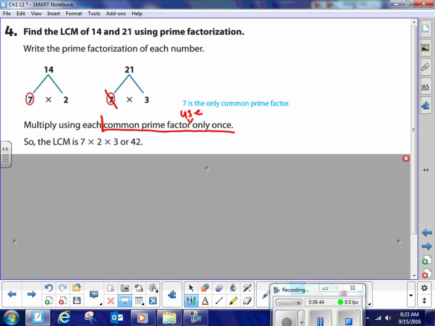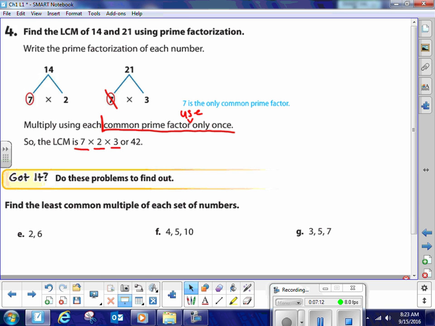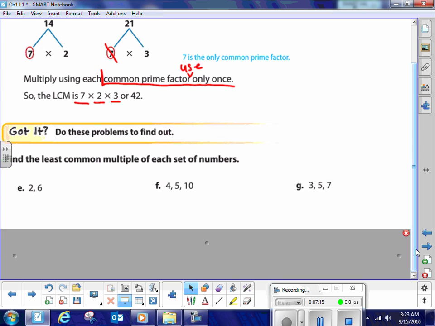Now in the greatest common factor, we keep only the ones that are paired. In this one, we take out one of the paired ones and then use all the other numbers. See, we use all the other numbers. And when you multiply all those numbers together, you come up with 42. So the least common multiple of 14 and 21 is 42. And it was very easy to get to. Okay. We'll go ahead and do these on the board here so I can show you an example of each one.